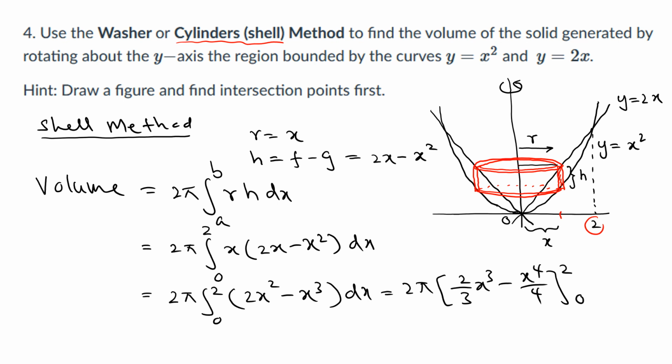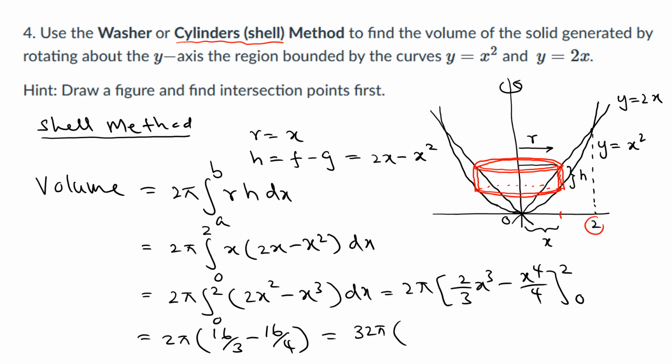And then you're going to plug in 2 and 0. If you plug in 0, it's gone. If you plug in 2, you're going to get 16 over 3 minus 16 over 4. This is very easy to simplify because you can pull the 16 out. So that means it's going to be 32 pi.